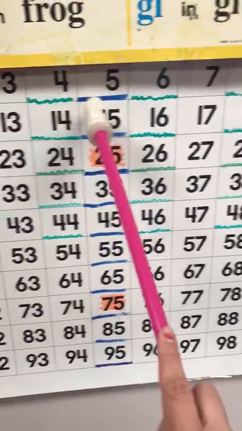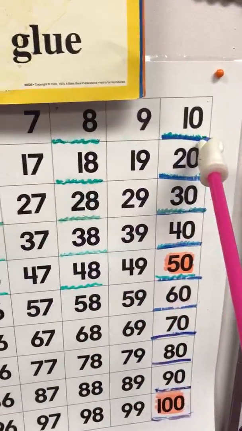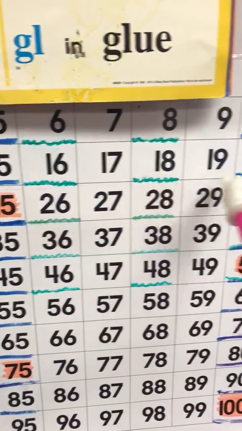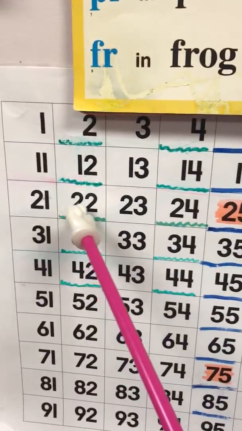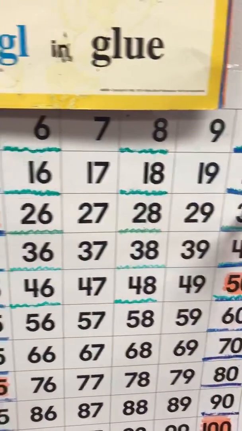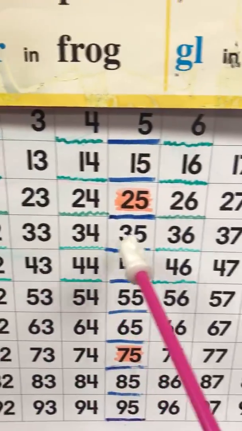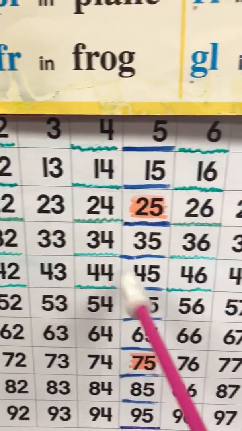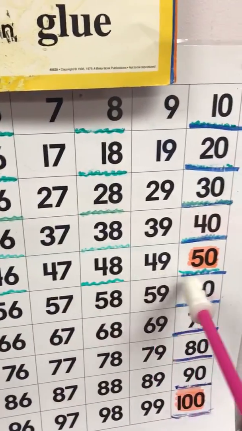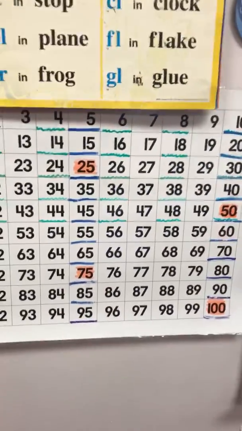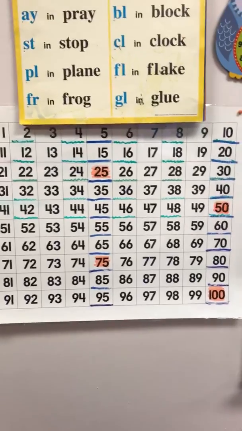Here we go. Ready? 2, 4, 6, 8, 10, 12, 14, 16, 18, 20. Say it with me. 22, 24, 26, 28. Change your voice. 30, 32, 34, 36, 38. 40, 42, 44, 46, 48. 50. Very good.